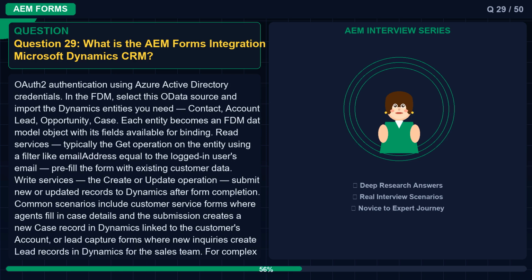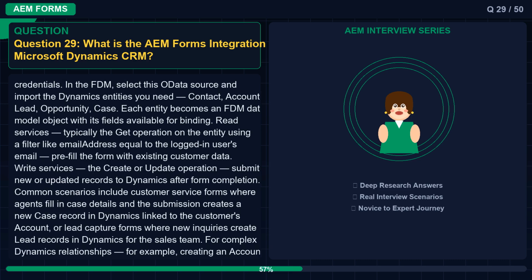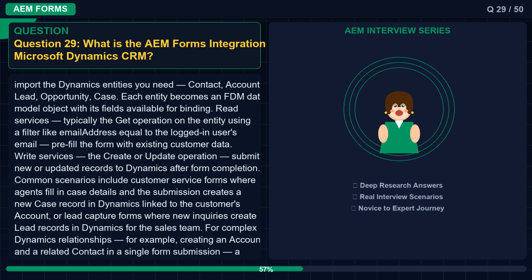Read services, typically the get operation on the entity using a filter like email address equal to the logged-in user's email, prefill the form with existing customer data. Write services, the create or update operation, submit new or updated records to Dynamics after form completion.